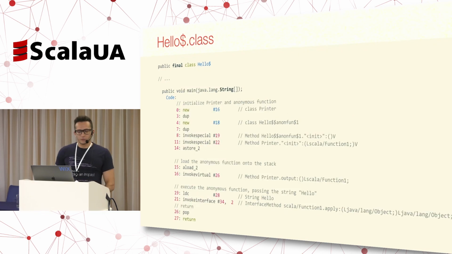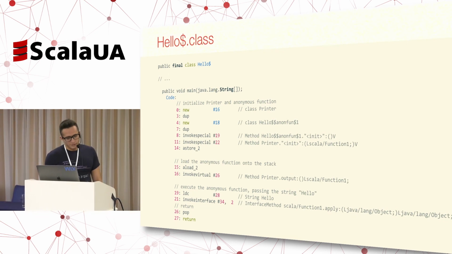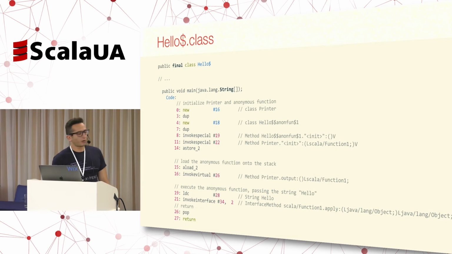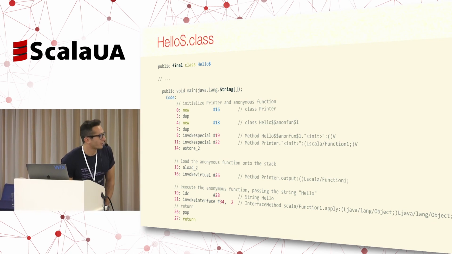Looking back at the hello$ main method above, we can see that at offset 21, execution of the anonymous function is triggered by a call to its apply object method. At number 21 here, we see invokeinterface 34, which under the hood actually goes to the anonymous function implementation and calls it.